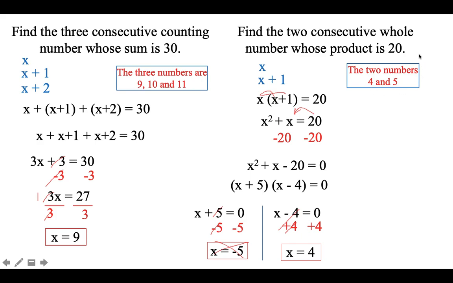Let us check if it will coincide with our problem. In our problem, we are asked to find the two consecutive numbers whose product is 20. So let's find the product. 4 times 5 is 20. Therefore, 4 and 5 is correct.